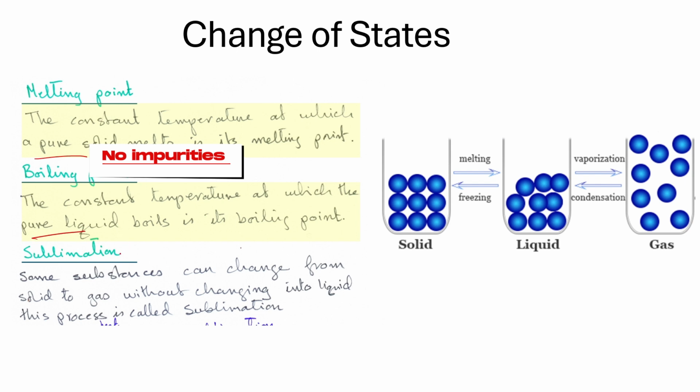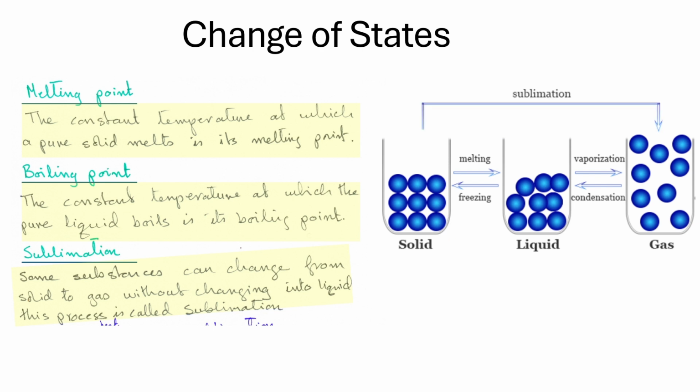Then there is another process which is called sublimation. Some substances can change from solid to gas without changing into liquid. This process is called sublimation. Now again I have written the equation, that is, solid, when it is heated, directly changes to gas, sublimation, and when the gas is cooled down it changes into solid, that is solidification.